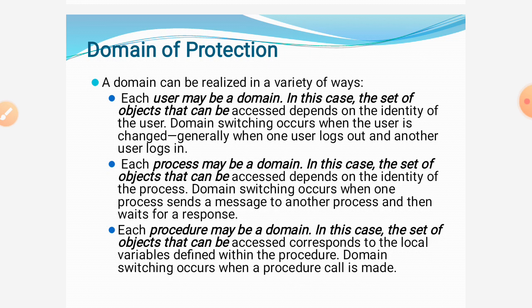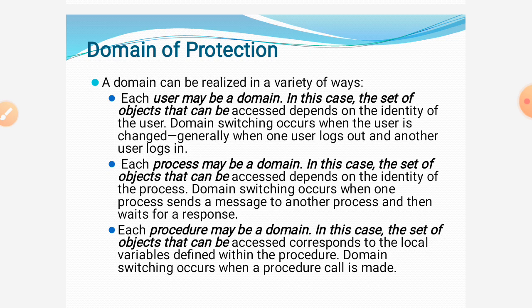അപ്പോൾ ആ സമയത്ത് ഒരു ഡൊമൈൻ സ്വിച്ചിങ് ഉണ്ടാവും. ജനറലി വൺ യൂസർ ലോഗ്സ് ഔട്ട് ആൻഡ് അനദർ യൂസർ ലോഗ്സ് ഇൻ. അപ്പോൾ അത് അടുത്ത യൂസറിനായിരിക്കും അതിൻ്റെ ആക്സസ് വരിക. ഇനി അടുത്തത്, ഈച്ച് പ്രോസസ് മേ ബി എ ഡൊമൈൻ. So in this case, the set of objects that can be accessed depends on the identity of the process. So here the domain switching occurs when one process sends a message to another process, then waits for the response. In that case also domain switching occurs.